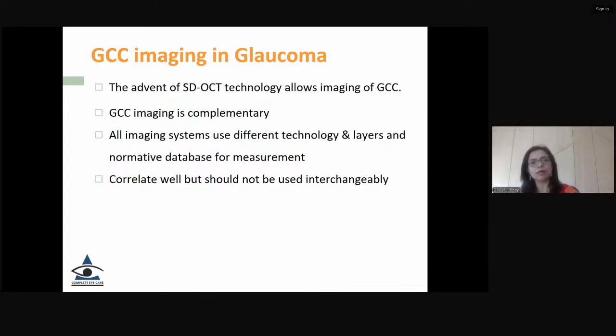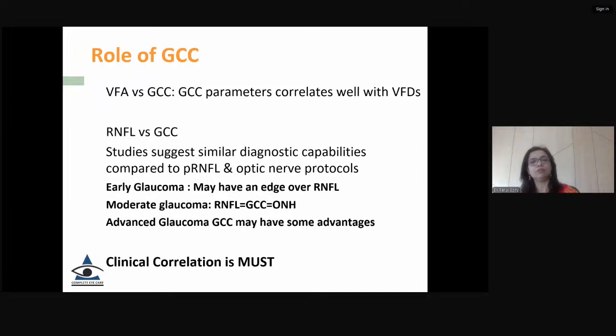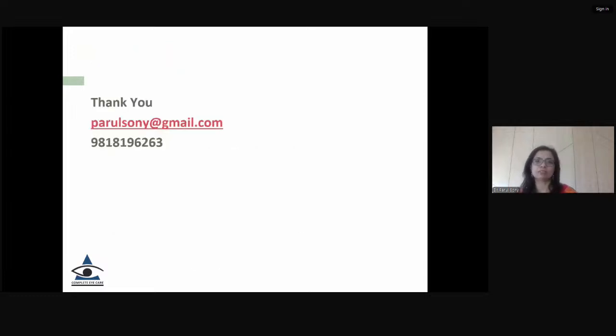So I would like to end up by saying that GCC has added a new dimension in imaging of glaucoma, and it correlates very well with the visual field defects and the nerve fiber layer defects on the OCT. And in early glaucoma, especially normal tension glaucomas, it may have an edge over assessing the retinal nerve fiber layer by OCT. In moderate glaucomas, all three parameters perform equally well. And in advanced glaucomas, again, the GCC may have some advantages over the retinal nerve fiber layer defect, but a clinical correlation is a must.